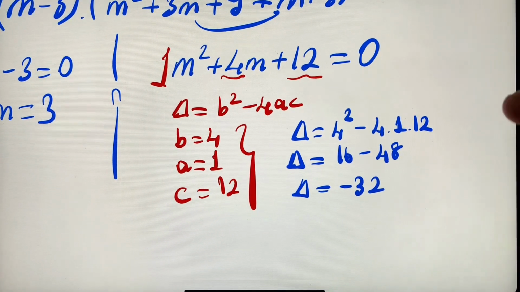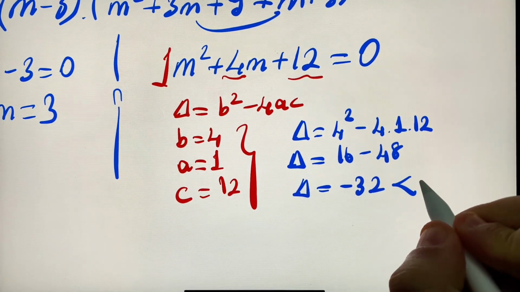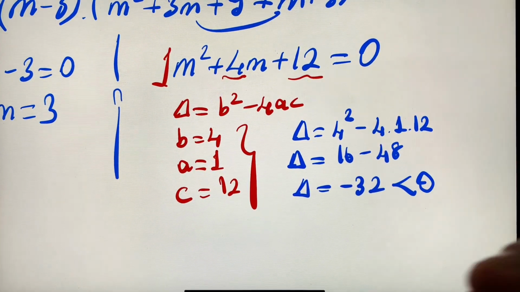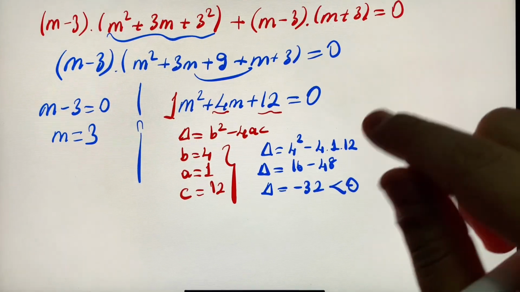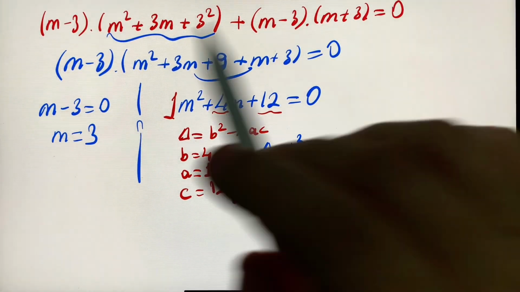Now what is this to me? It says delta is minus 32. A real solution requires it to be greater than or equal to 0. Here it says not, friends. So I can't take a solution from here. Then what will I do? Where will my solution come from? It will come from the part we found.